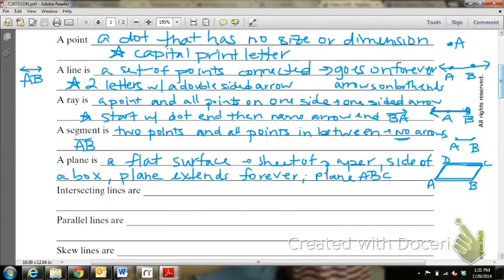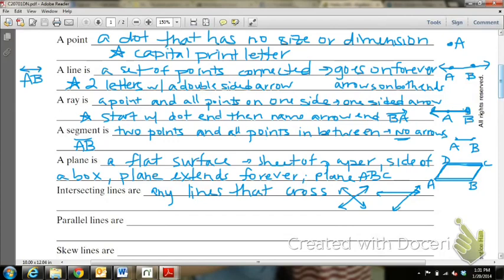Intersecting lines are any lines that cross. They don't have to cross in any sort of way. They just have to cross. So a nice perfect X would be 2 intersecting lines. It could be a line up here, a line that crosses all the way over here. They could cross any which way, but any 2 lines that cross are intersecting.